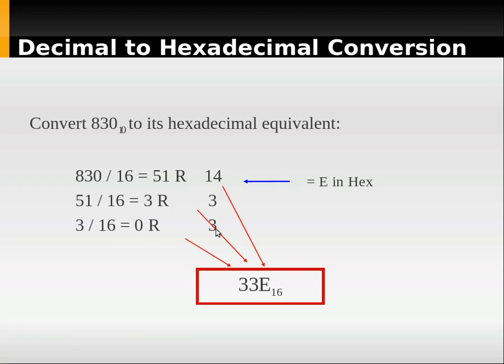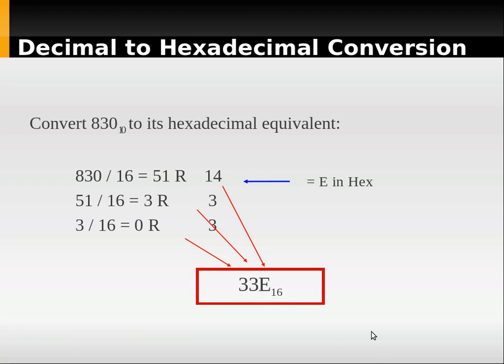Alright, now here the remainder of the last process would be considered as an MSB, and the remainder of the first process would be considered as an LSB. Therefore the value would be 33E. Okay, now 33E is the equivalent representation of 830 in hexadecimal format.